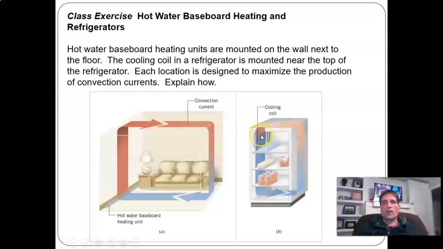And so that's why the cooling coils are near the top of the refrigerator, and that's why the baseboard heating unit is near the bottom, near the floor of your room. They're both designed to maximize these convection currents, which either carry heat away from the baseboard heating or remove heat from the refrigerator, right? They cool the air.